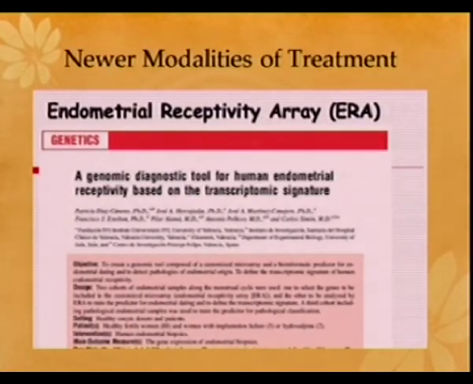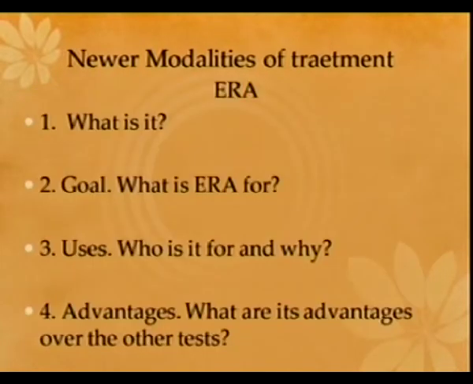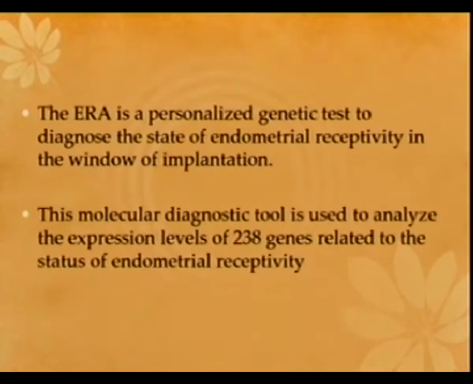We have these very recent modalities, the endometrial receptivity array. This is a genomic diagnostic tool for human endometrial receptivity based on transcriptomic signature. Now what is it? What is the goal in doing the ERA? Whom can it be done for, and do we really have advantages for doing this ERA?